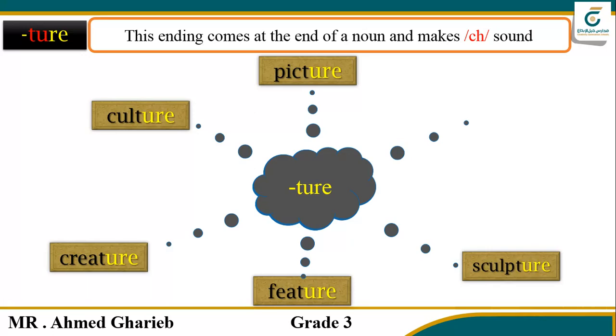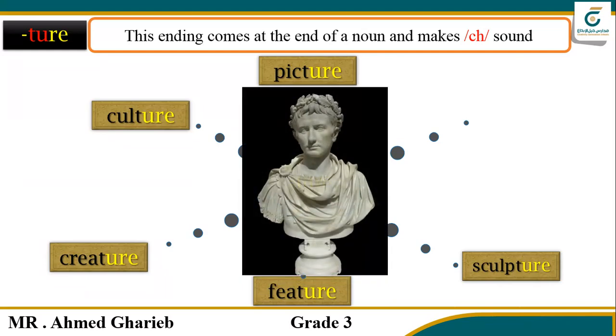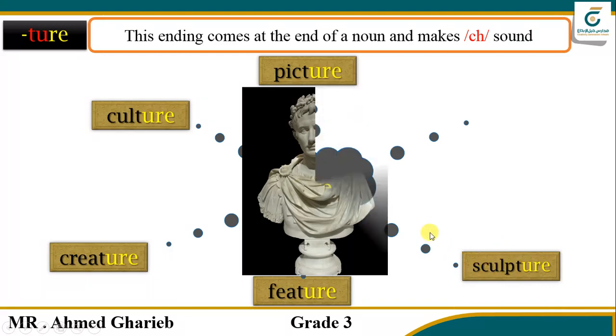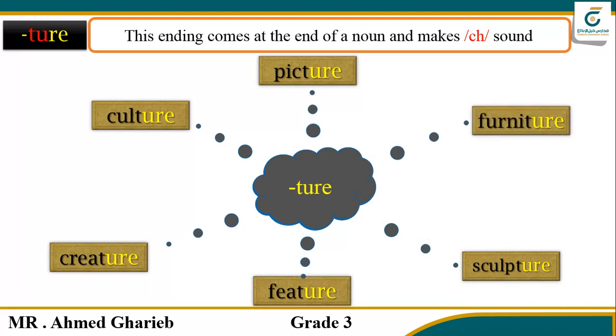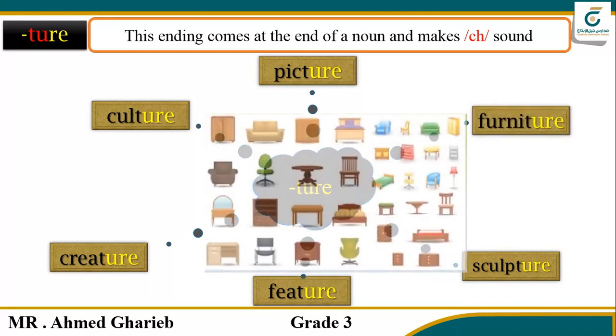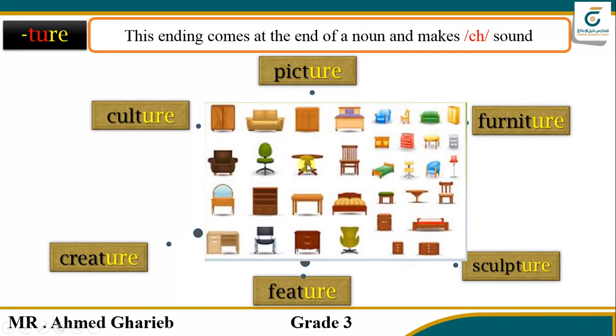Sculpture. What's the meaning of sculpture? It's a statue. It's a work of art that we make using clay, wood, and stones. Okay. Furniture. So furniture means all items in our house that make our living comfortable. All right.